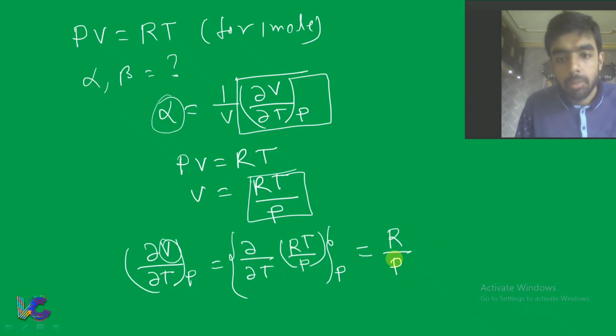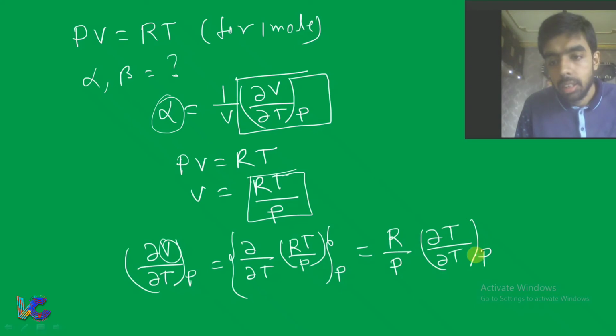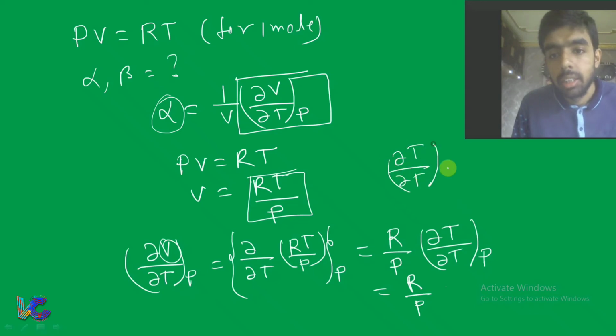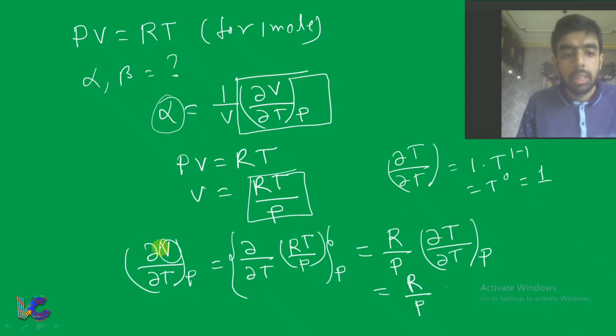Okay, so R by V becomes constant. Now I have del T of T at constant P. So P is constant, so del T gives R by P, because del T of T is 1 into T to the power 1 minus 1, that means T to the power 0, which is 1. So del V by del T at constant P is equal to R by P.